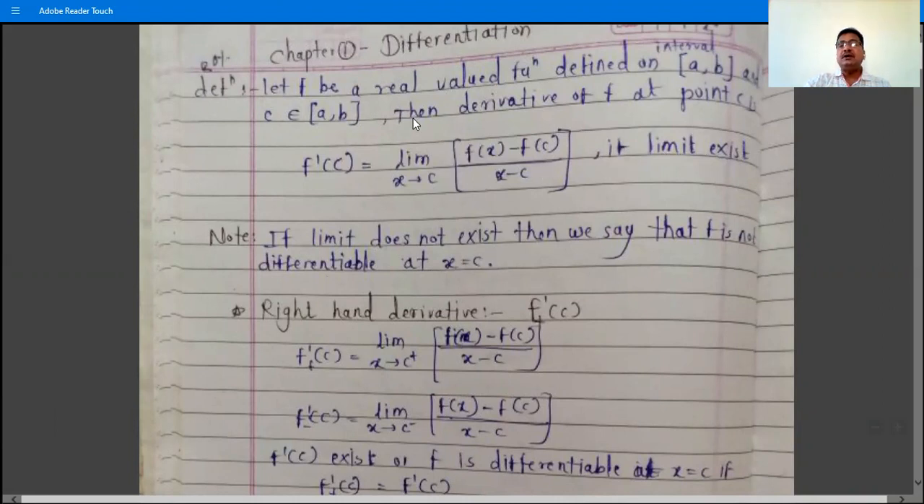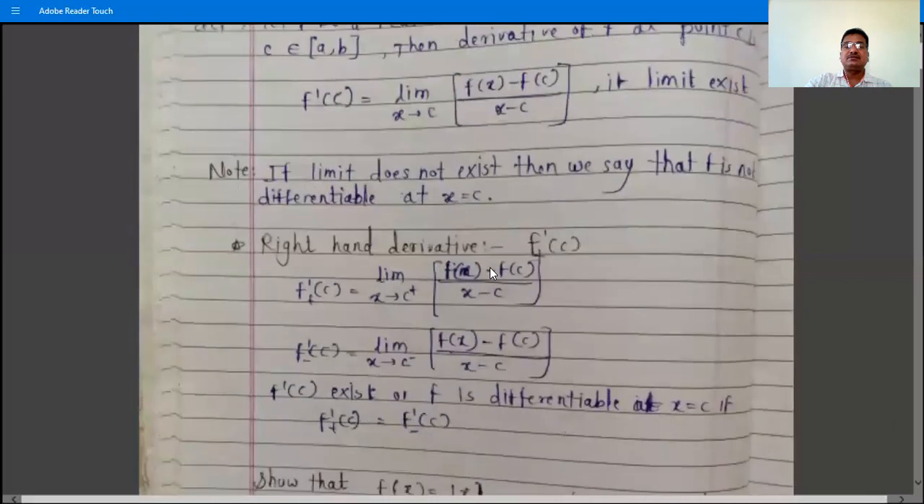c. And we know that this limit does not exist if the right hand limit and left hand limit are not equal, that is, if the limit as x tends to c plus of f of x minus f of c divided by x minus c, and the limit as x tends to c minus of f of x minus f of c divided by x minus c, are not equal. Then we say this limit does not exist. And if this limit does not exist, then f dash c does not exist, that is, the derivative does not exist. F is not differentiable at x equal to c.